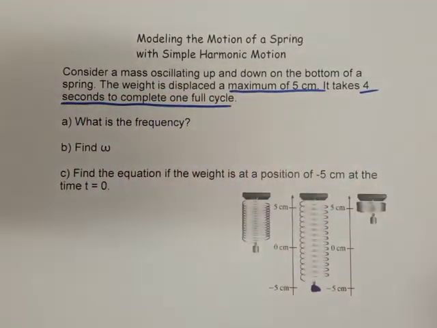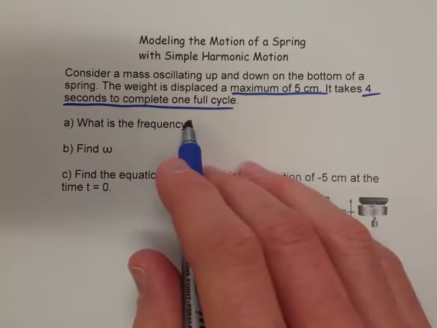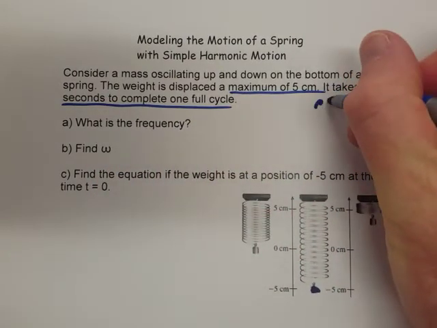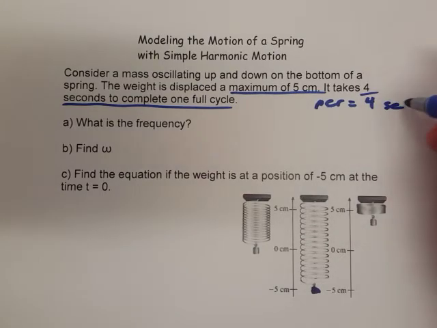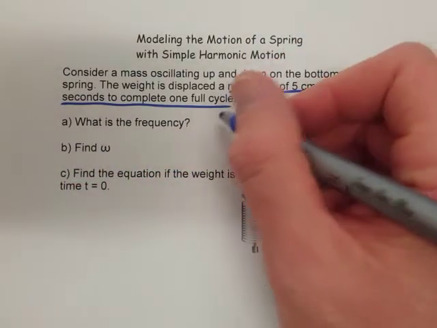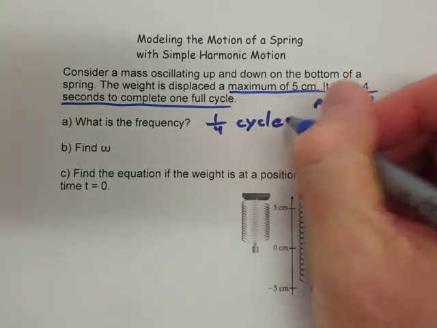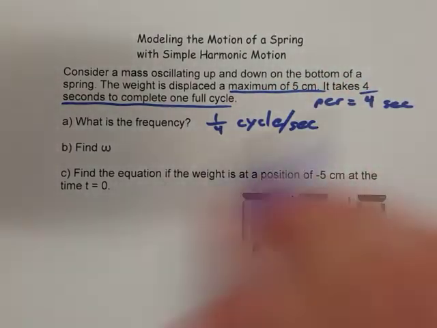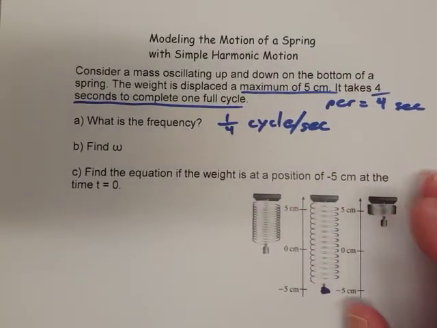So 4 seconds for one full cycle, that means that's the period. If we want to know the frequency, the period is equal to 4 seconds per cycle. The frequency is just the reciprocal of that, so that is going to be 1/4 of a cycle per second. I would always just take a look at what the period is and flip it over to find the frequency. There will be a problem just like that on the test where all you'll have to do is take the period and flip it over.